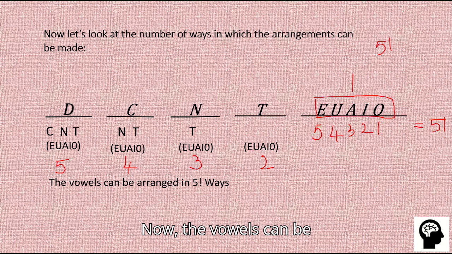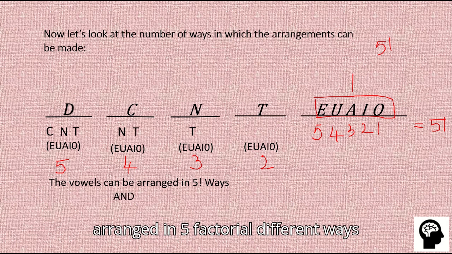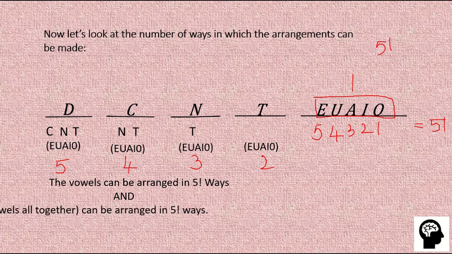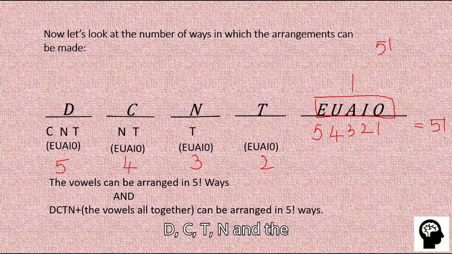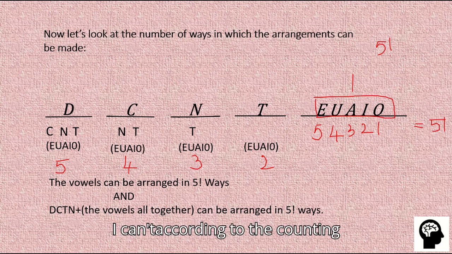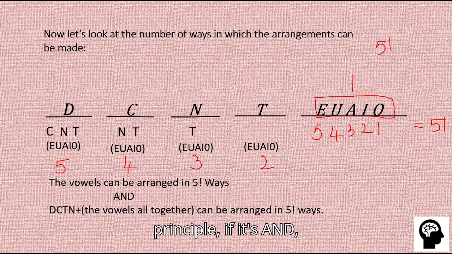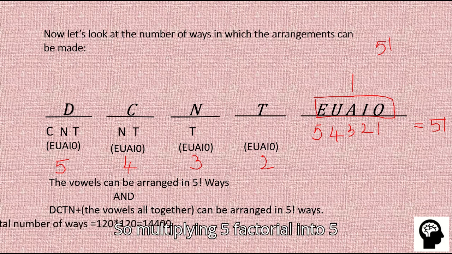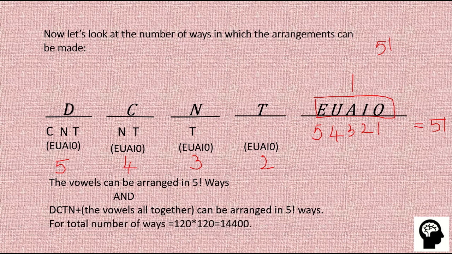Now, the vowels can be arranged in 5 factorial different ways, and D, C, T, N and the vowel set can be arranged in 5 factorial different ways. So according to the counting principle, if it's AND, you have to multiply. So multiplying 5 factorial into 5 factorial, we get the final answer as 14,400 different ways.